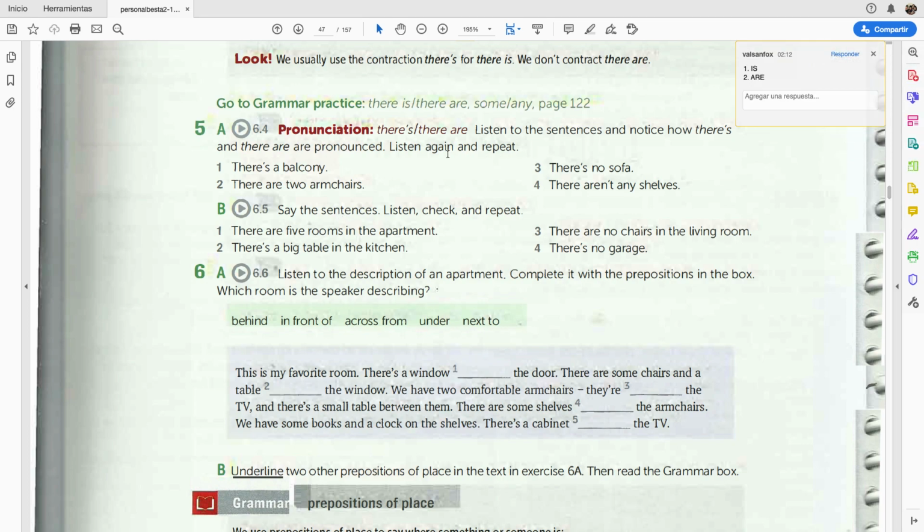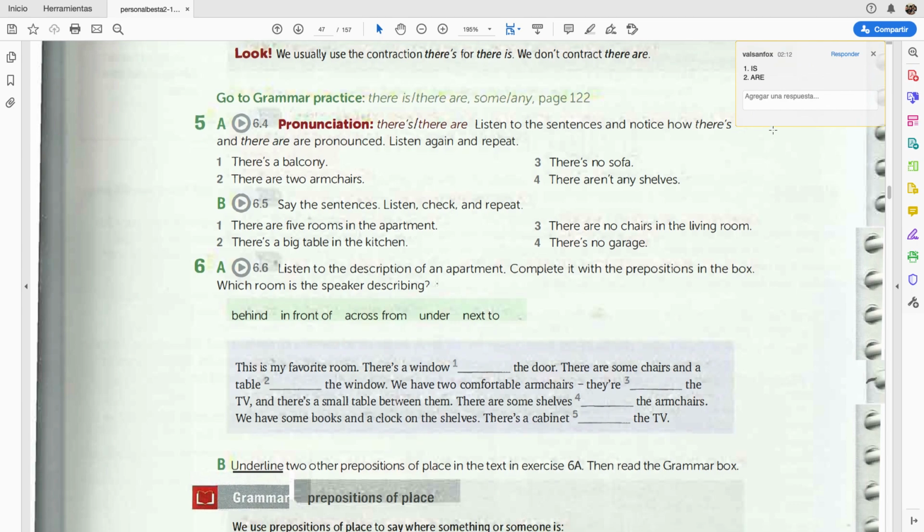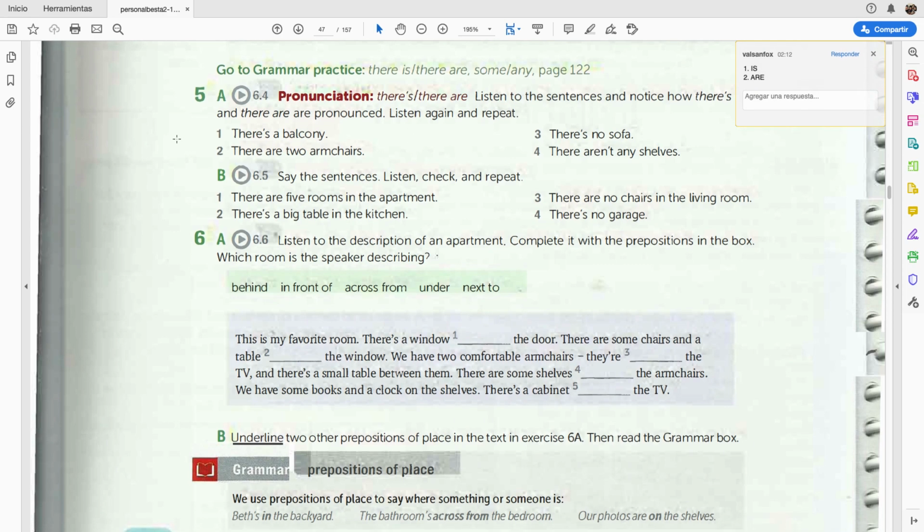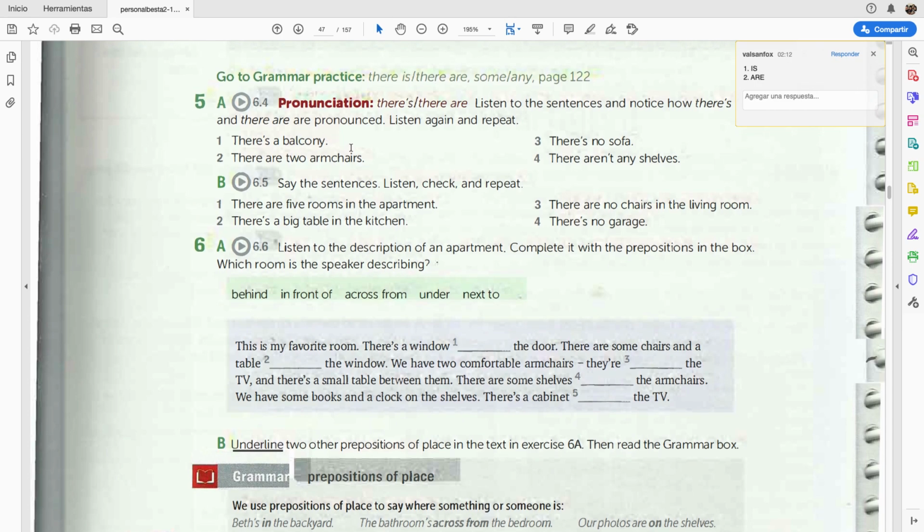Here in this exercise we have listen to the pronunciation of there's and there are. Listen to the sentences and notice how there's and there are are pronounced. Listen again and repeat. So if you can repeat with me in your houses, that would be great. Number 1, there's a balcony. 2, there are 2 armchairs. 3, there's no sofa. 4, there aren't any shelves.